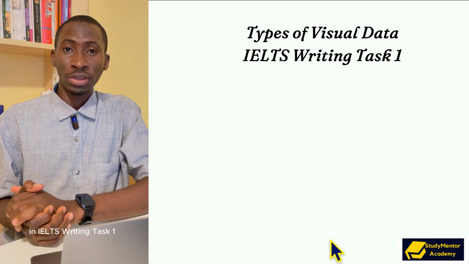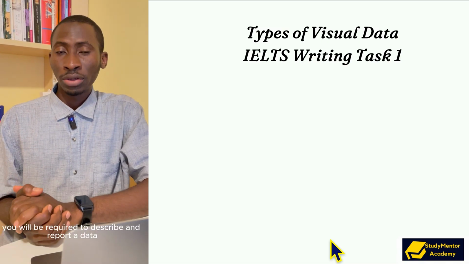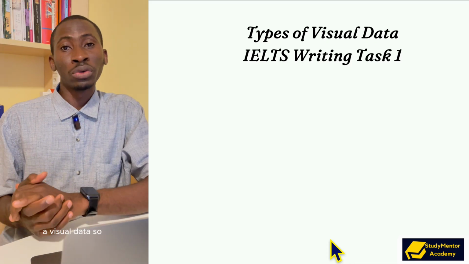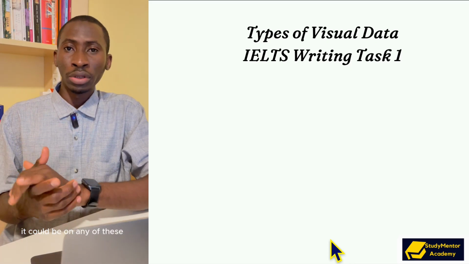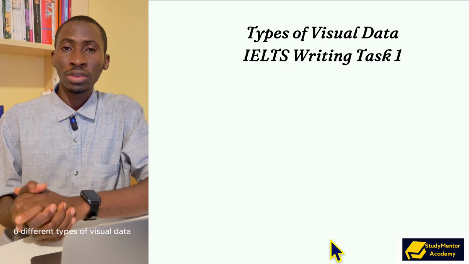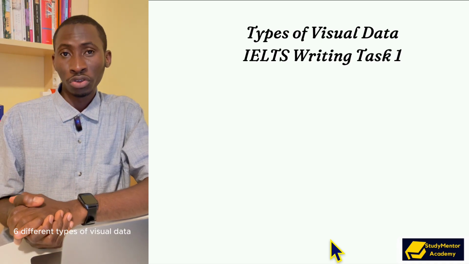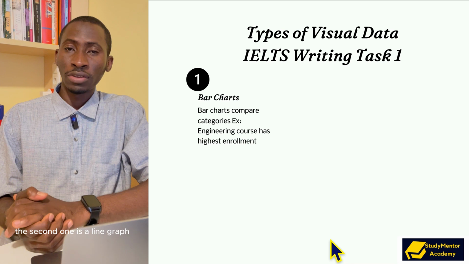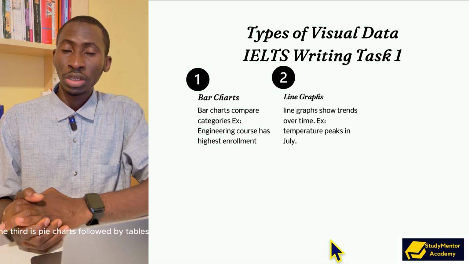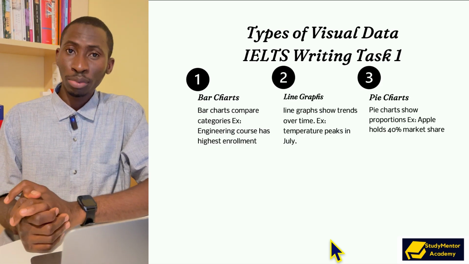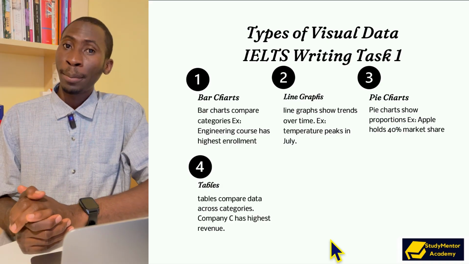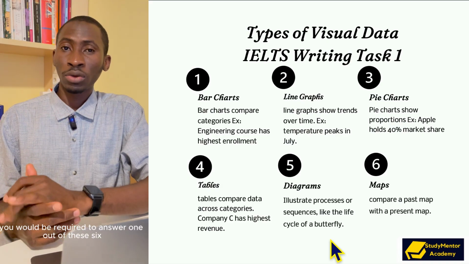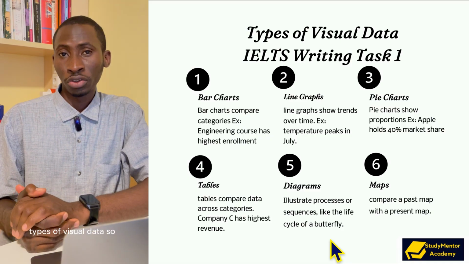In IELTS Writing Task 1, you will be required to describe and report visual data. So it could be on any of these 6 different types of visual data. The first one is the bar chart. The second one is a line graph. The third is pie charts, followed by tables, diagrams, and maps. So you would be required to answer one out of these 6 types of visual data.